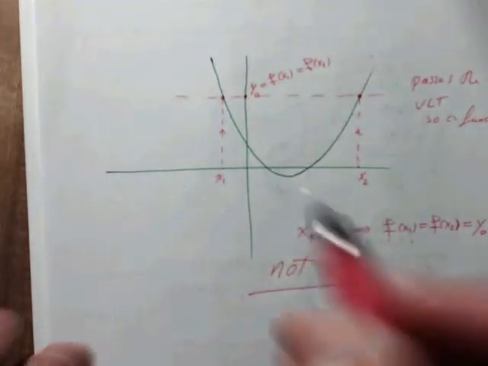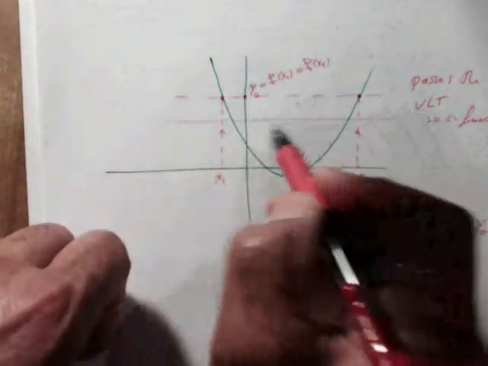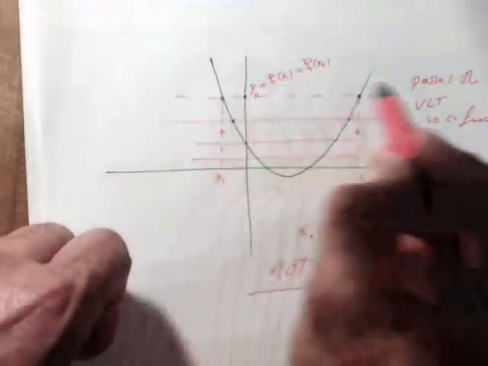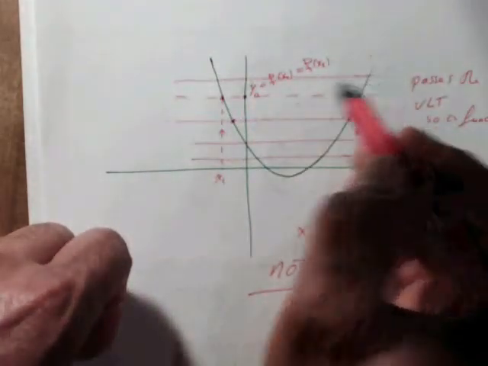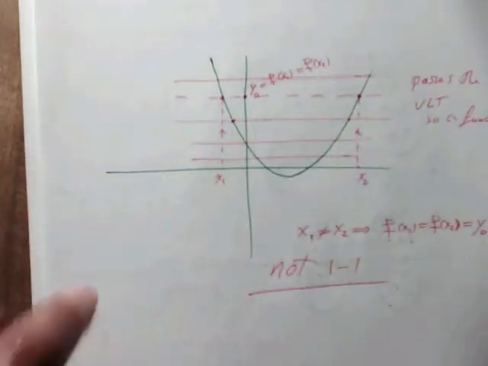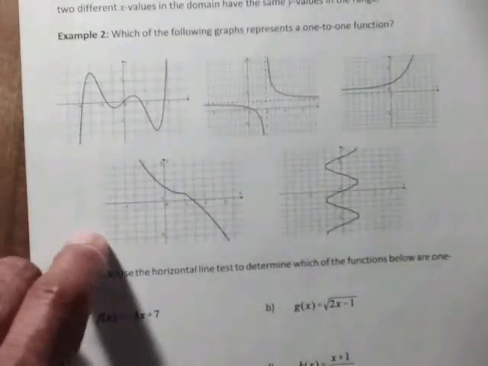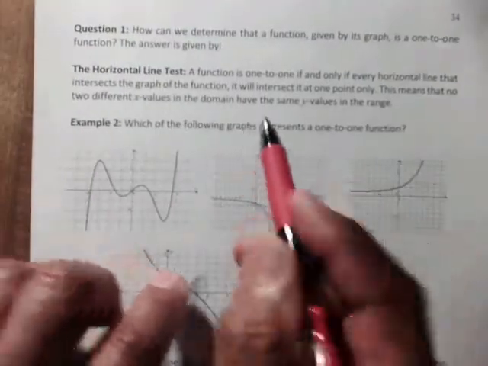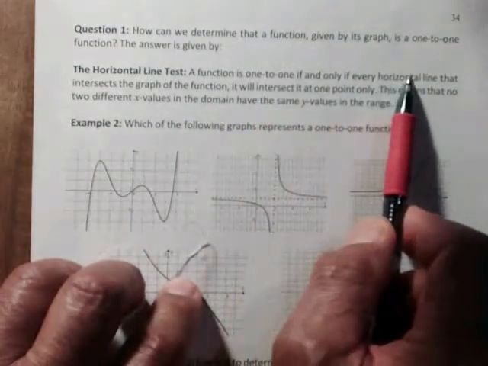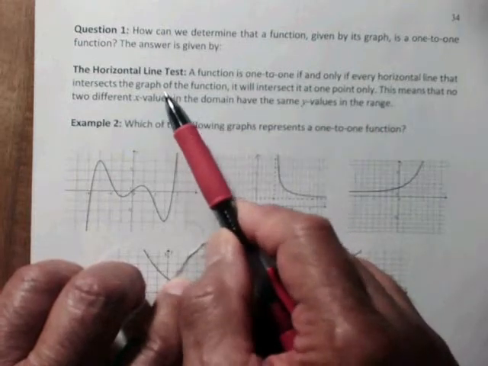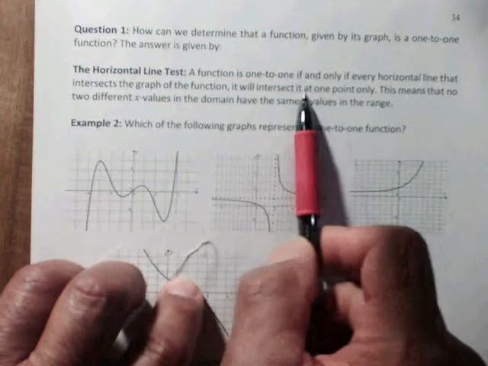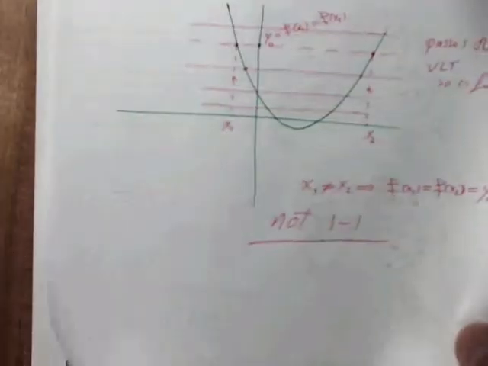Of course, in this case, there is more than one line. I can draw this line. You see, I get two intersection points here, so there are many horizontal lines that intersect at more than one point. So definitely, this function is not one-to-one. This is called the horizontal line test. So let's read what it says: a function is one-to-one if and only if every horizontal line intersects the graph of the function at one point only. So based on this definition, this is not one-to-one.